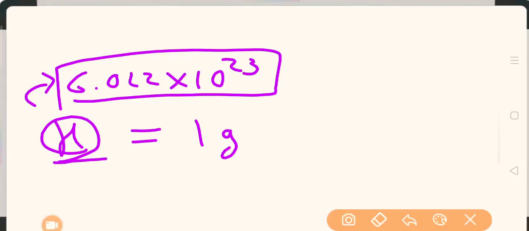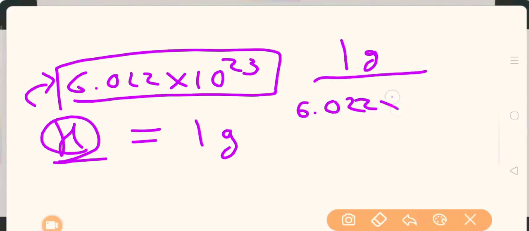So if we want the mass of a single atom, then you have to divide the total mass, which is 1 gram, by the total number, which is 6.022 into 10 raised to 23.